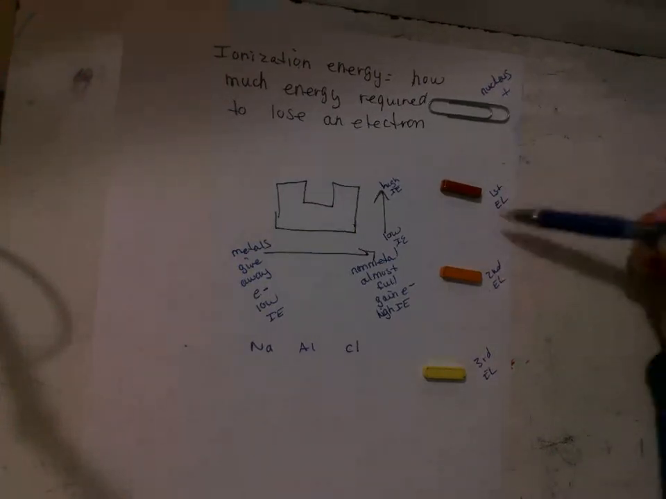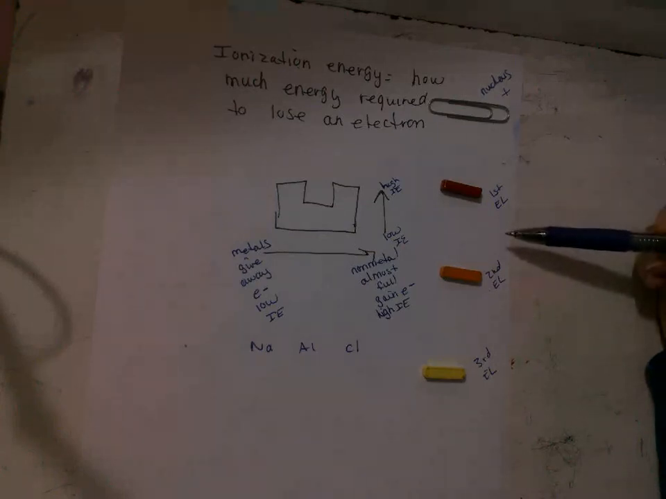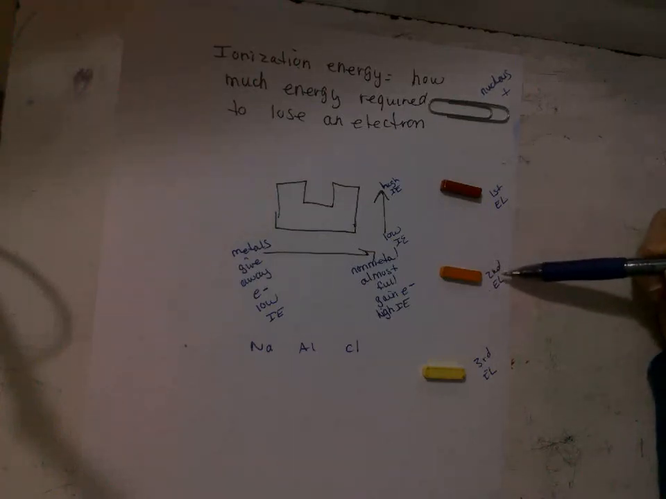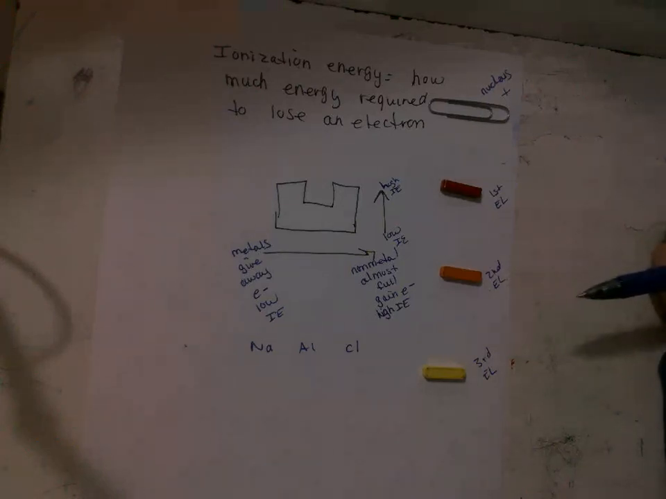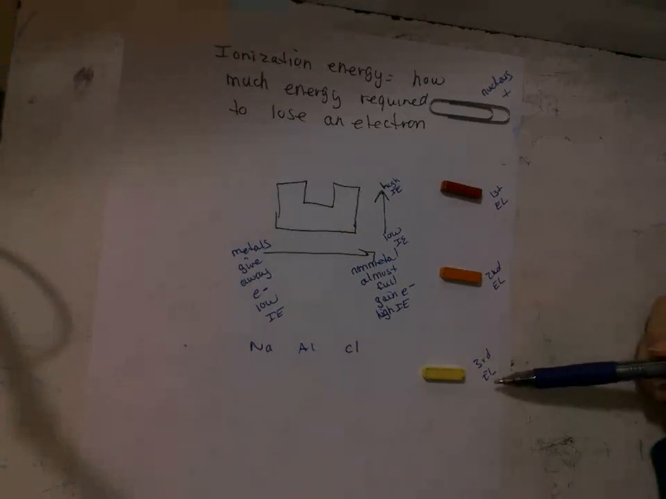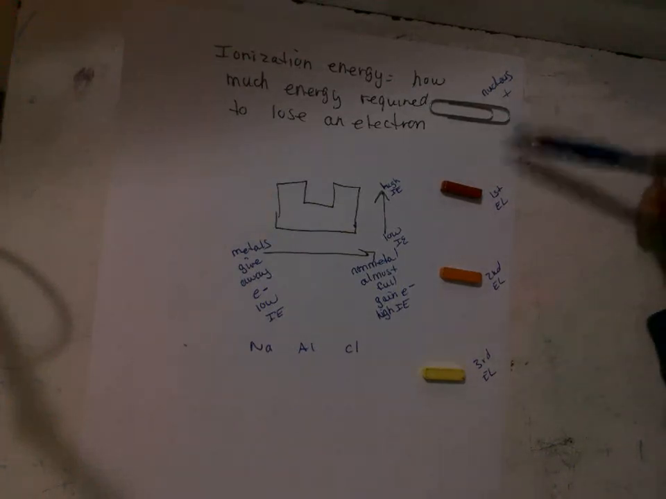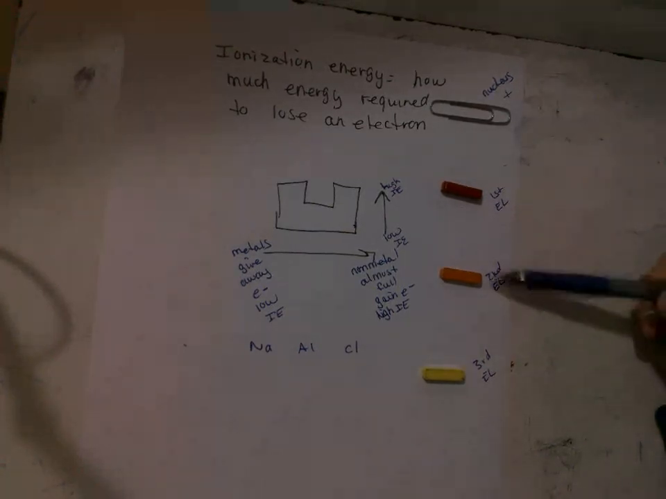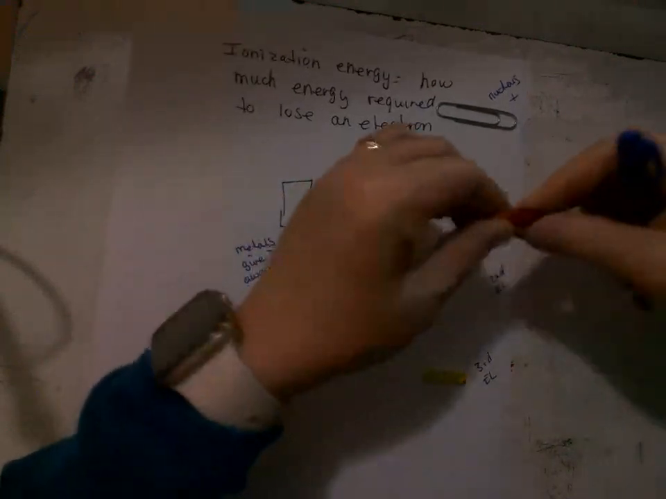Second energy level is being blocked. So this orange electron, or this orange second energy level, is not getting the full power of the nucleus because that red is blocking. The yellow is also not getting the full power of that positive nucleus because the orange and the red are blocking it.